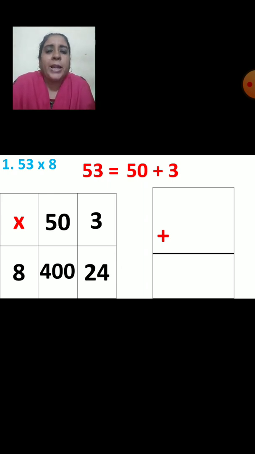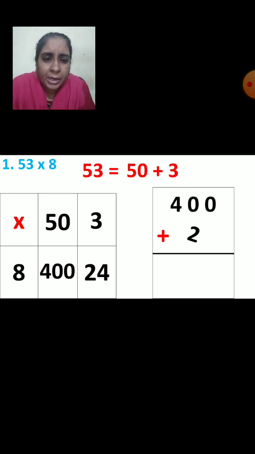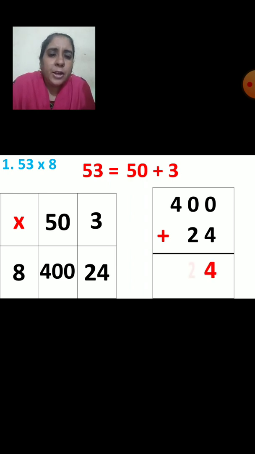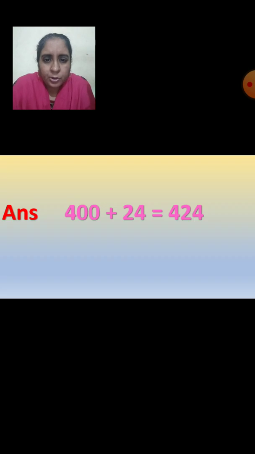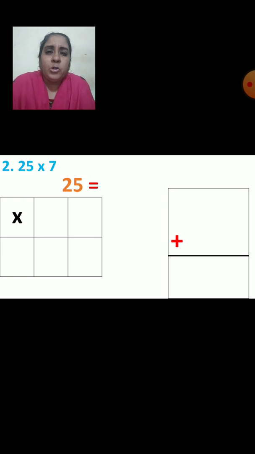3 8s are how much will you get? 24. Now you are going to write these two numbers in the other column and add. So you will write 400 plus 24. Now what will you get? 0 plus 4, 4. 0 plus 2, 2. And the other 4 will come down. So what is your answer? 424. So you will write 400 plus 24 equal to 424. This is your answer.